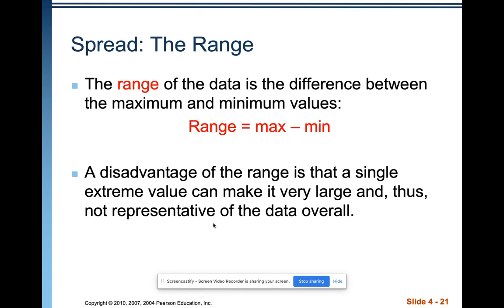A disadvantage of the range is that a single extreme value can make it very large and thus not representative of the data overall. Let's go back to the test example because we all are familiar with that. Let's say a test is given where most students score between 85 and 100, but then there's one student who scores a 42. The range would be very misleading in that case.